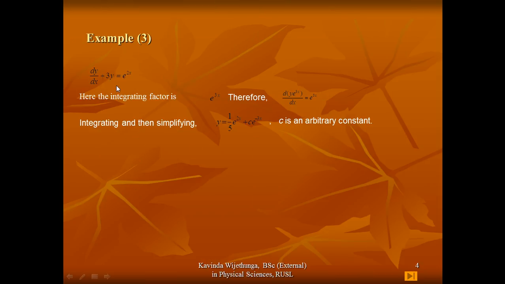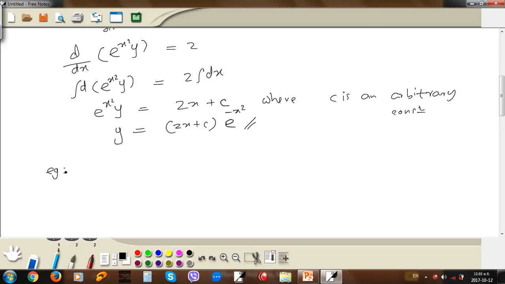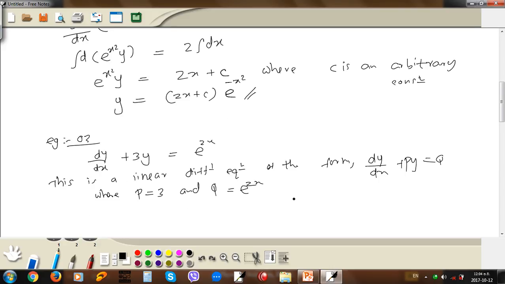Example 3: dy/dx + 3y equals e^(2x). This is a linear differential equation of the form dy/dx + Py = Q, where P equals 3 and Q equals e^(2x). Then we have to find the integrating factor.